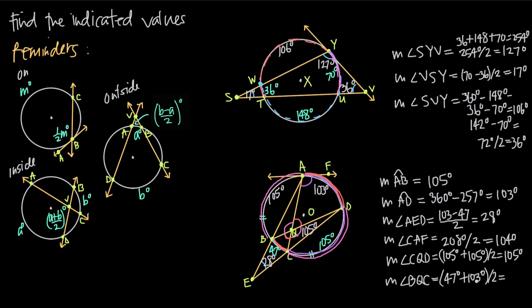So 47 plus 103 is 150 degrees. 150 degrees divided by 2 is 75 degrees. So then I can say that this angle measure here is 75 degrees. And those are just a couple examples about how to find the degree measures of arcs and angles when you have a vertex formed by two lines and the vertex sits on the circle, inside the circle, or outside the circle.